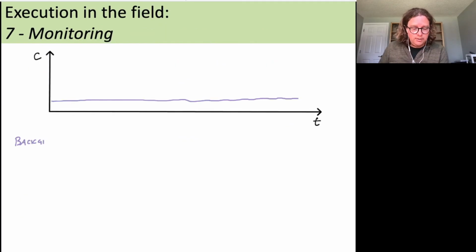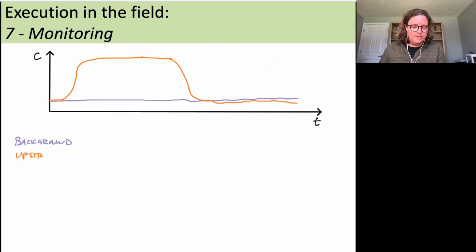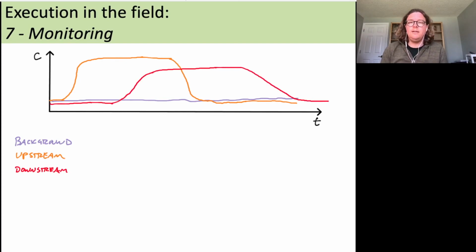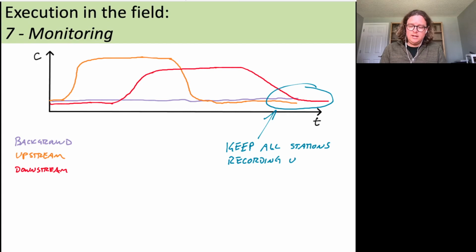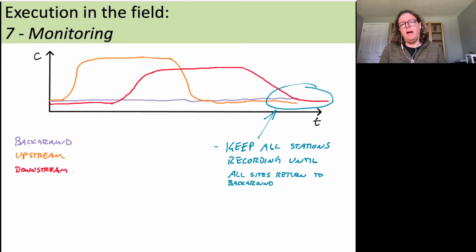Finally, a word on monitoring. So if you've set this up in the way that I've been describing it, you've really got these three sites that you're collecting at a relatively fine resolution in time. One that's always upstream of the influence of your tracer in purple, the upstream end in orange, the downstream end in red. What I would suggest is you should keep all of these stations recording until all of them return to a background condition.